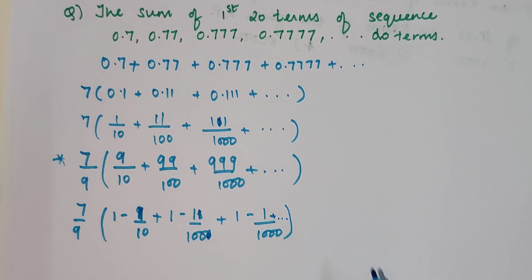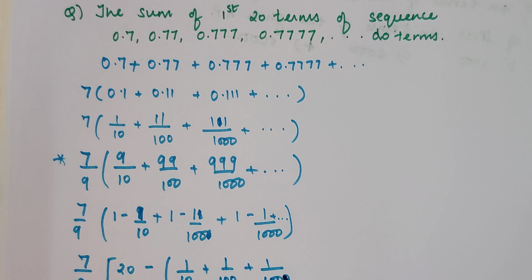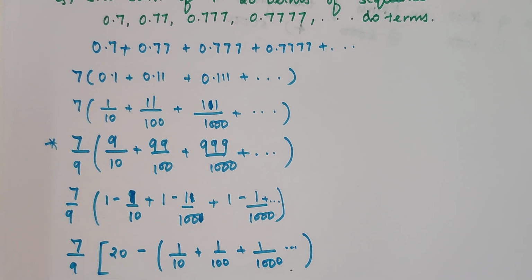So this will go up to how many terms? 20 terms. Now if you look, basically you're adding 1 how many times? 1, 1, 2, 3, and it will go up to 20 times. So here you will have 7 upon 9, and let's club all the ones together. So 1, when added 20 times, you will get 20. And then let's take the minus sign outside, and we have something like this: 1 upon 10 plus 1 upon 100 plus 1 upon 1000, and it will go on for 20 terms.